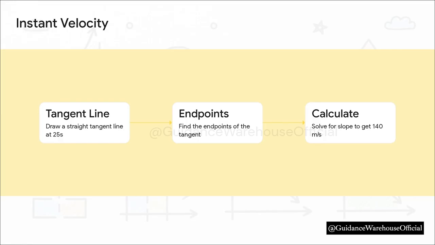Step 3. We calculate the rise over run of this tangent line. 3,120 minus 1,300 gives us a rise of 1,820 meters. Divide that by the run of 13 seconds, and boom, we get exactly 140 meters per second. Problem solved using literally nothing but visual geometry.